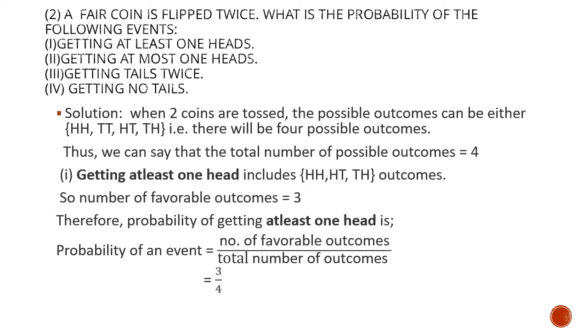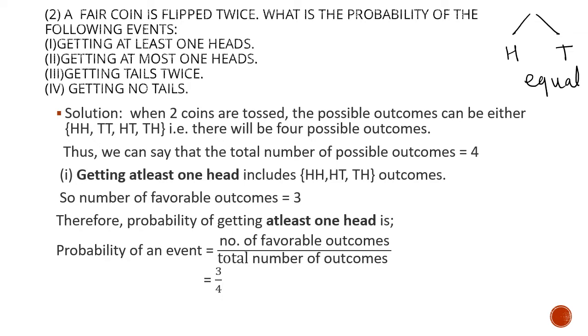Now what do we mean whenever they use the word fair? What do we mean by that? Fair coin as in for the coin, there are only two possibilities. One is head and the other is tails. We know that. Fair coin as in there are equal chances of both of them appearing.